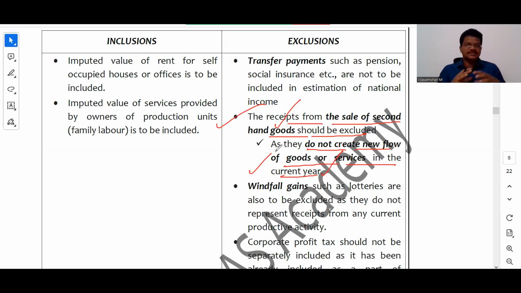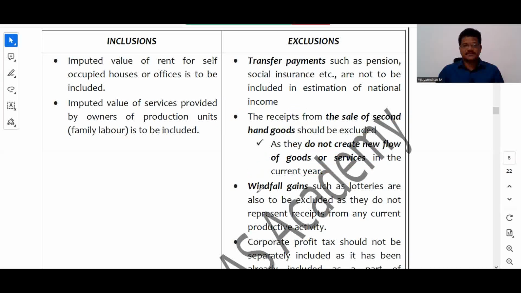In the current year the sale of second hand goods or services has not produced any particular goods or services. That is, because of these second hand goods sales or purchases, there is no addition of any new products or services. That's why you should not include the sale of second hand goods. This I already explained in the first method also, right?